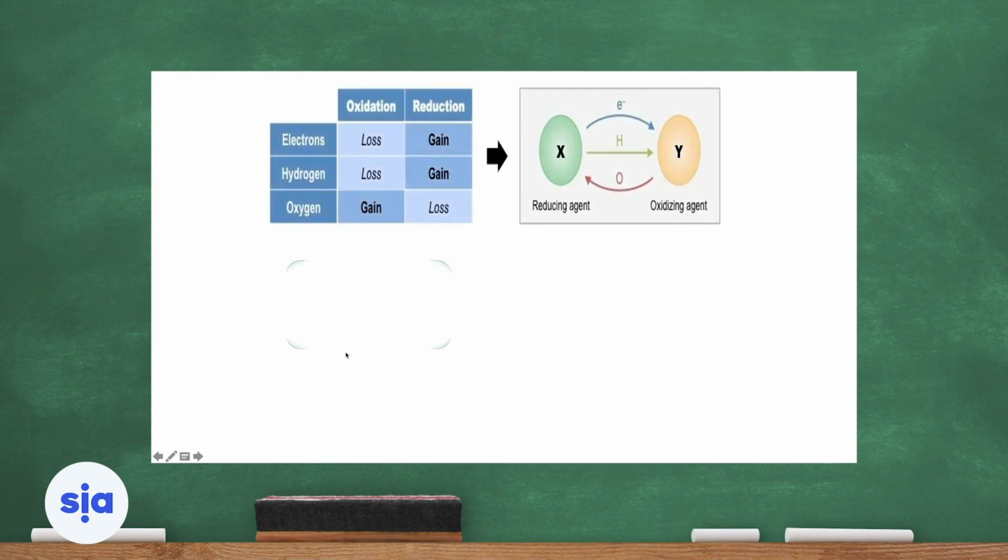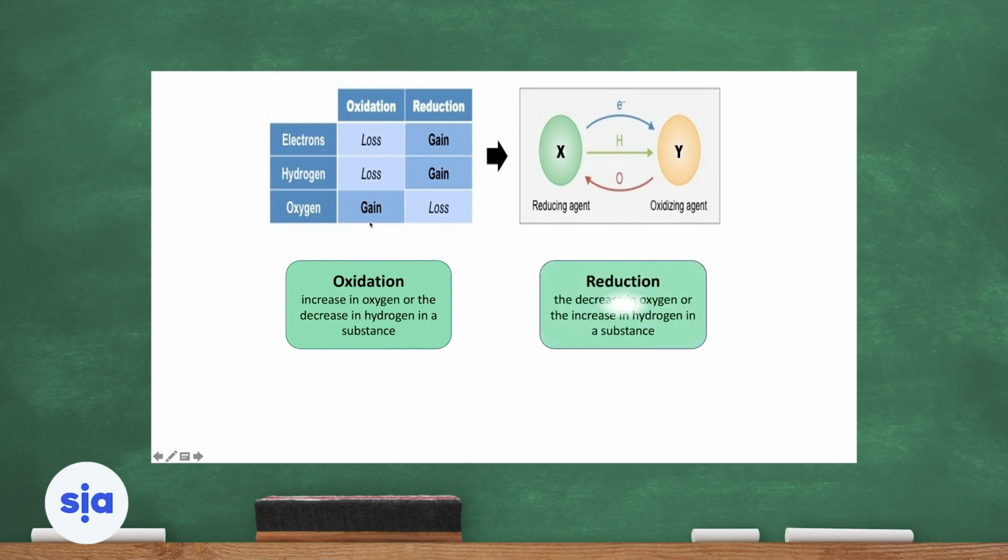Here we go. Look at this table with the picture, and let's discuss together the difference between oxidation and reduction. Oxidation is an increase in oxygen or a decrease in hydrogen in a substance. So if there is a loss of hydrogen, this is oxidation. Or a gain in oxygen, this is oxidation. Of course, it's the same name, oxidation, oxygen.